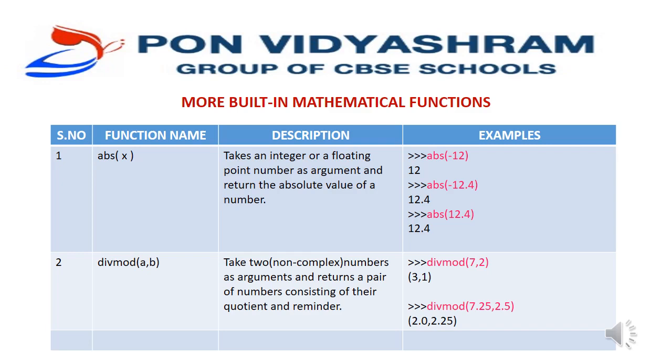And next one, suppose you pass the floating number as a positive value, then what will happen? For that I have given another example, abs of 12.4. That will also return 12.4.